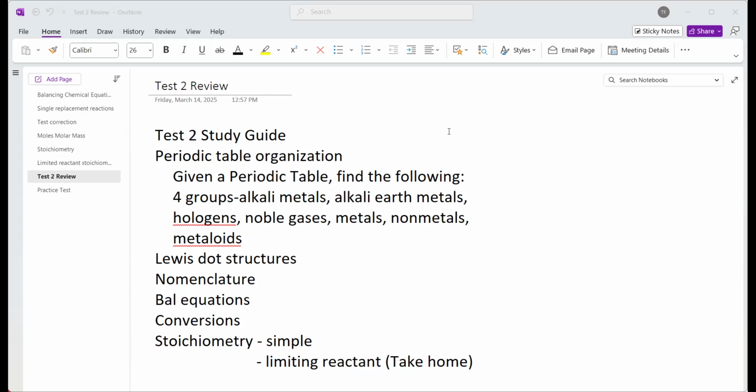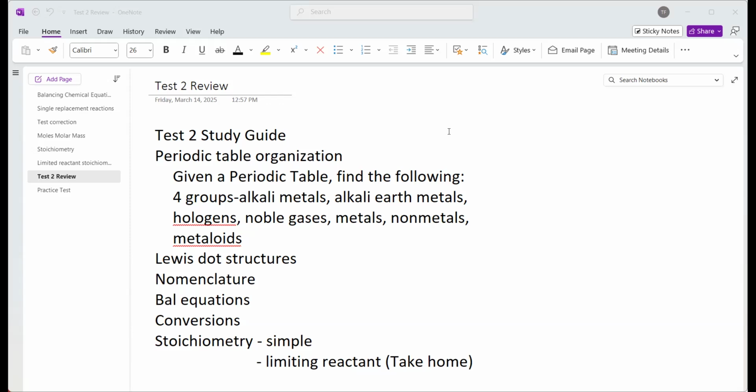nomenclature. Now, the nomenclature I'm going to cover in all the rest of the tests: test 2, test 3, test 4. It's because it's one of the weaknesses students have going in. Balance equations, conversions, stoichiometry. We're covering simple stoichiometry today and limiting reactants stoichiometry tomorrow, which is much harder. So for you to get the most out of tomorrow's lecture, really look at today's stuff.